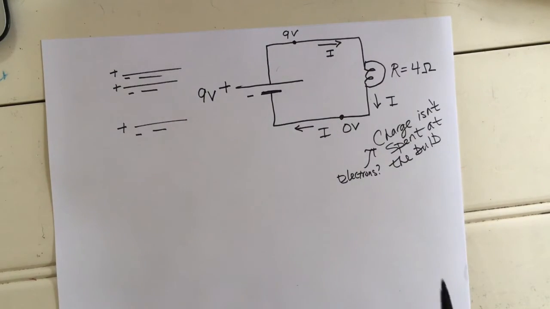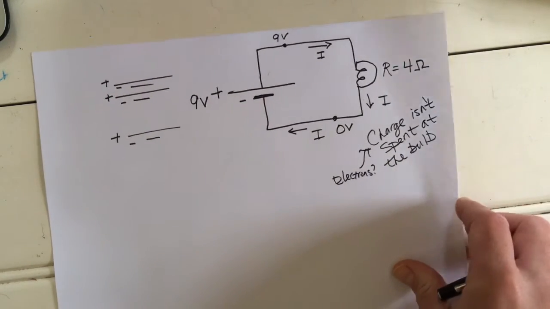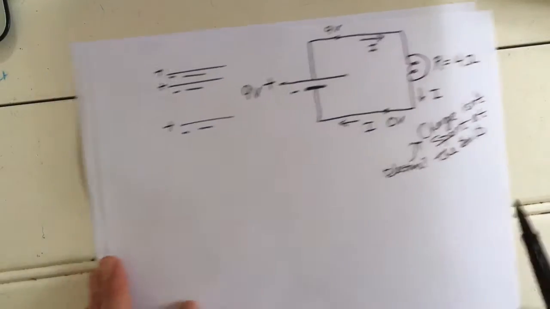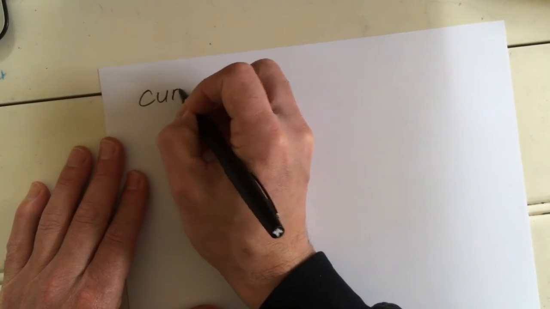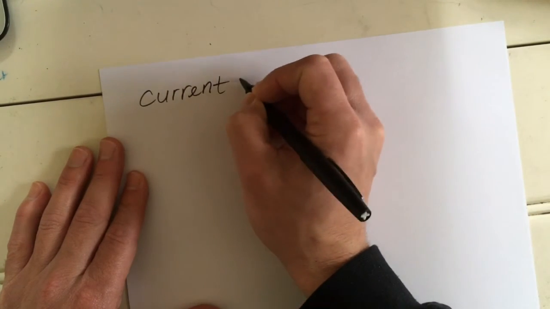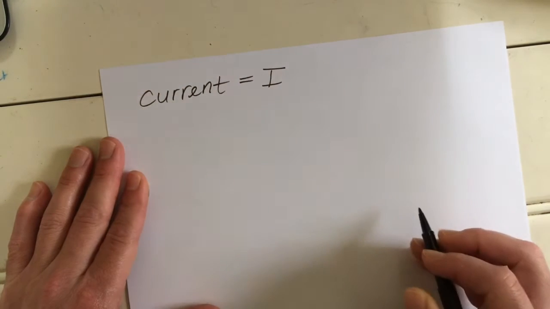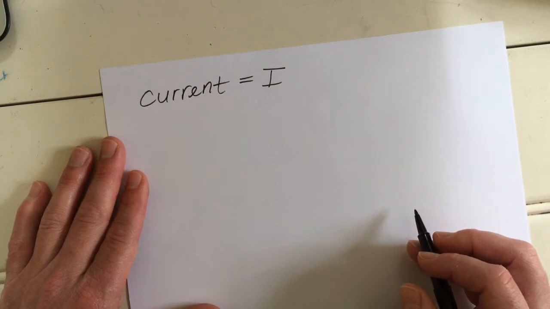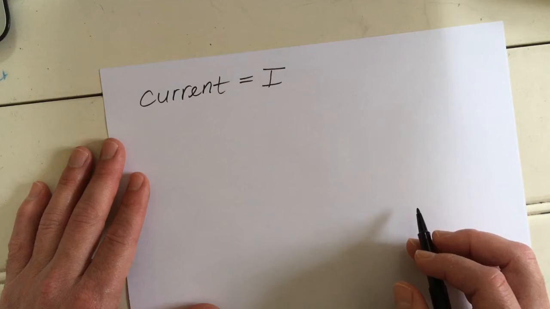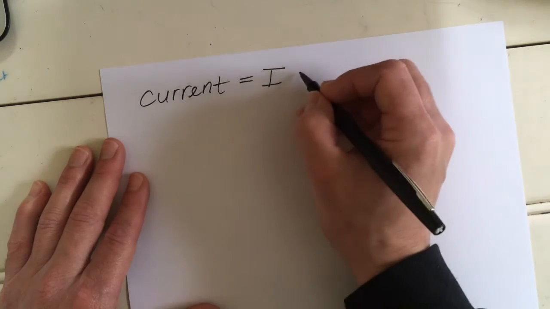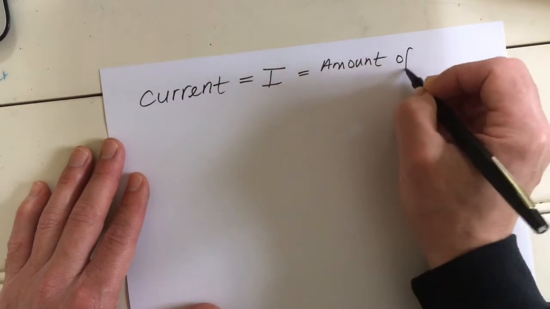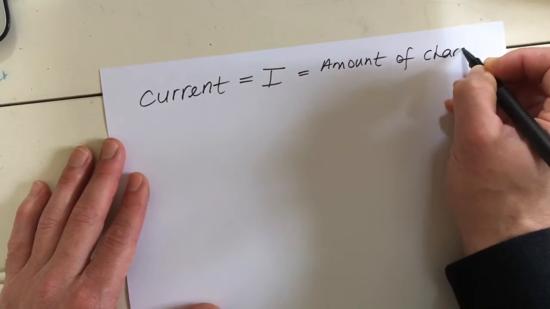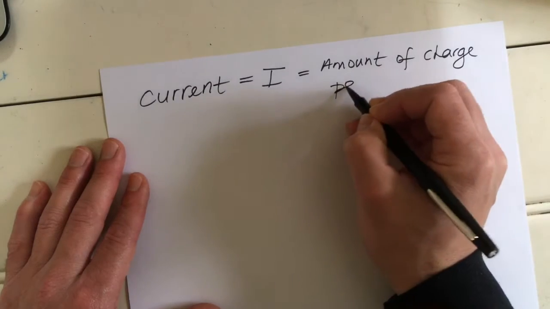Okay. All right, let's go ahead and move on to the next one, which is current. And we'll come back to that circuit here eventually. All right, so current is capital I. Current is the amount of charge per second.